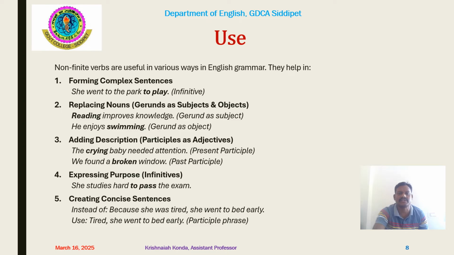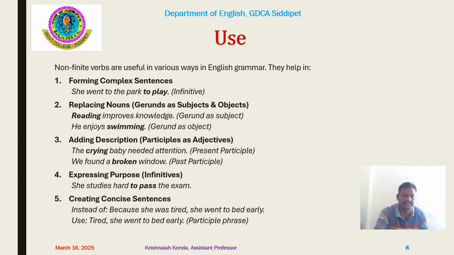Non-finite verbs make sentences more concise and expressive. They help in forming complex sentences like she went to the park to play. Replacing nouns. Example, reading improves knowledge, or he enjoys swimming. Adding description. For example, the crying baby needed attention. We found a broken window. And expressing purpose. She studies hard to pass the examination.